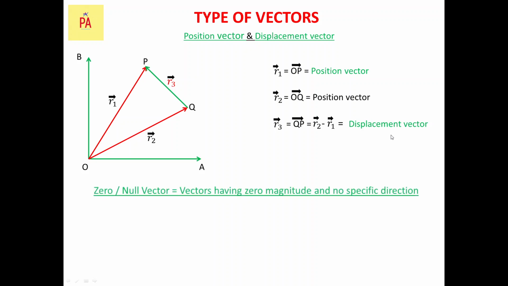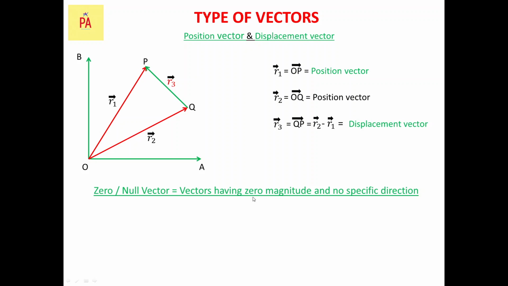Now we will go to the zero or null vector. It's a very interesting vector actually. Null and zero vector. That means the vector which has a zero magnitude, but we will not be able to understand in which direction it is moving, or in which direction it can represent. That means there is no specific direction.